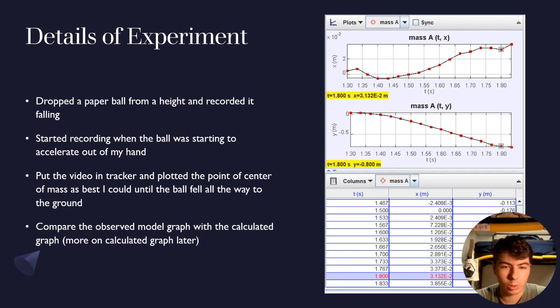So, the details of my experiment. I just dropped a paper ball from a certain height and recorded it falling. I started recording when the ball was starting to accelerate out of my hand. As you can see, the y graph over there isn't going at a constant velocity, so it took time to accelerate, then constant velocity, and then slow down once it hit the ground. I put this video on Tracker and then plotted the point of center of mass as best I could until the ball hit the ground. And then I compared the observed model of the graph with the calculated computational graphs, which will come later.